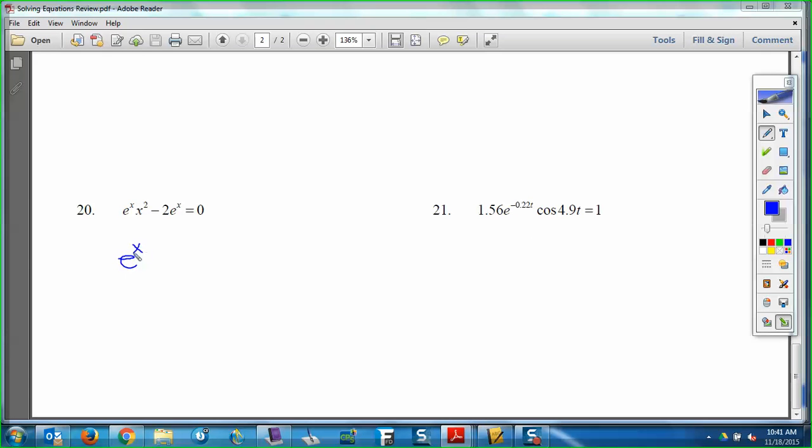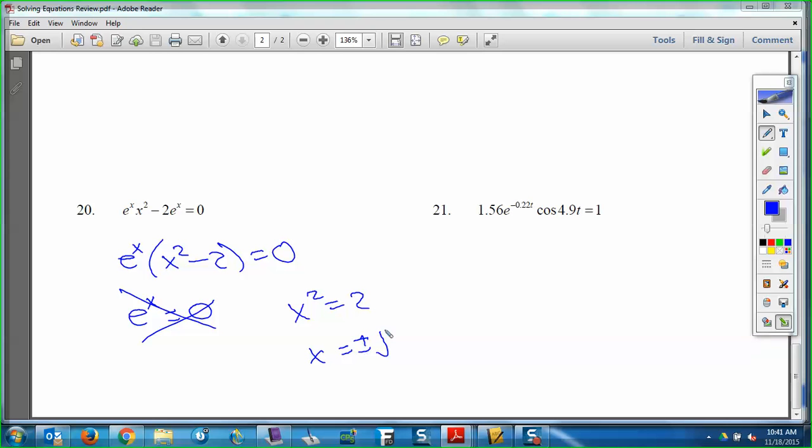If I factor out e to the x, I get x squared minus 2 equals 0. When does e to the x equal 0? Never. E to the x, think of the graph, it never crosses the x-axis. If you do ln on both sides, you can't take the natural log of 0. So it's just x squared equals 2, which would be x equals plus or minus root 2. And then this one, we would actually get out our calculators and just do solve, put that in, comma, t, hit enter, and it would solve. So that one you could actually use the calculator.